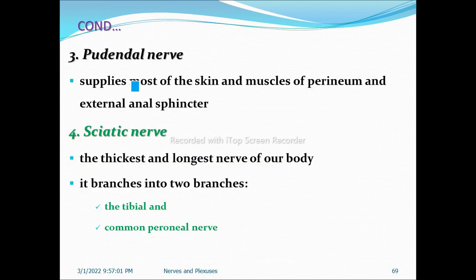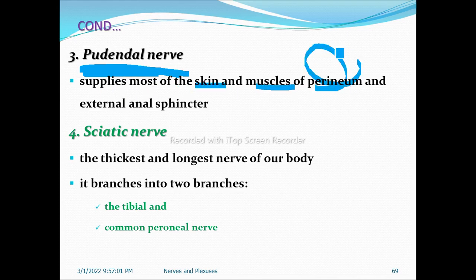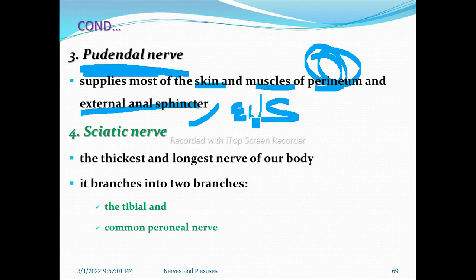The pudendal nerve is a very important nerve next to the sciatic nerve. The pudendal nerve supplies most of the skin and muscles of the perineum area, the external anal sphincter, plus the external urethral sphincter. It is also important for sexual activity. And the fourth one is the sciatic nerve.